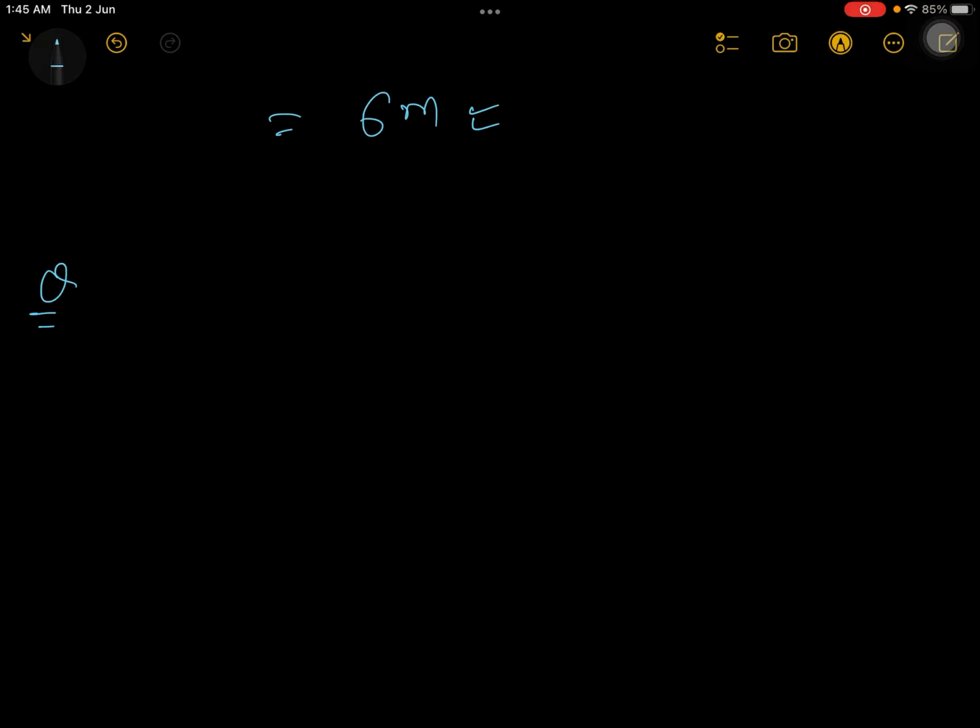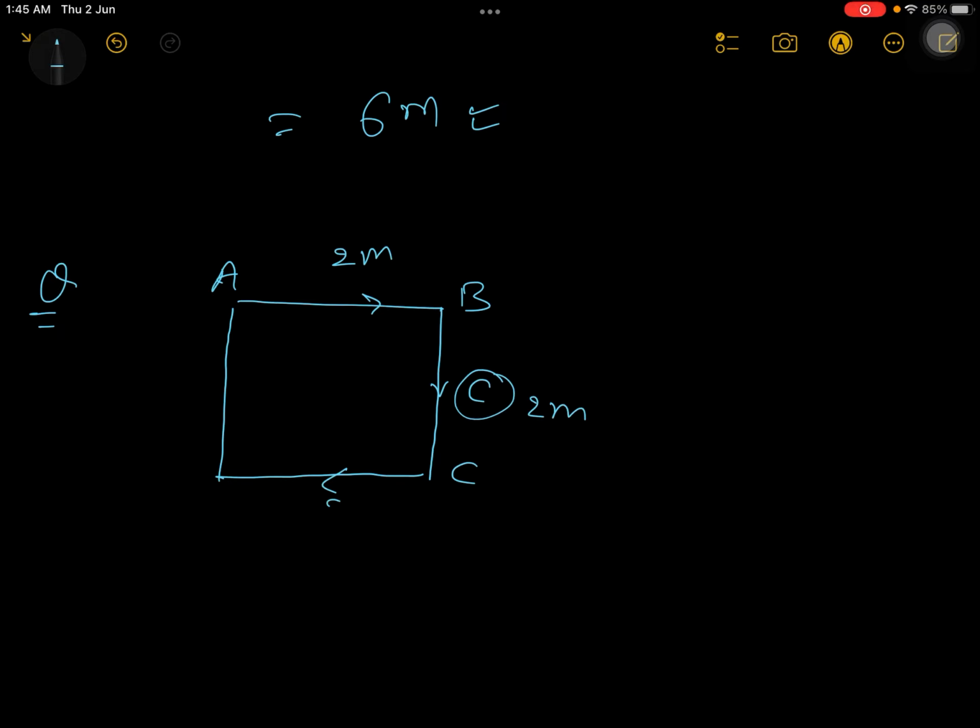Suppose you started from A, you are going to B, and you are traveling 2 meter. You are going to C, you are further traveling 2 meter. Then you are further traveling 2 meter, you are reaching point D, and then you are further traveling and reaching point A again. It means you started from A and you came back to A. In this journey, you have to find out what is your distance and what is your displacement.